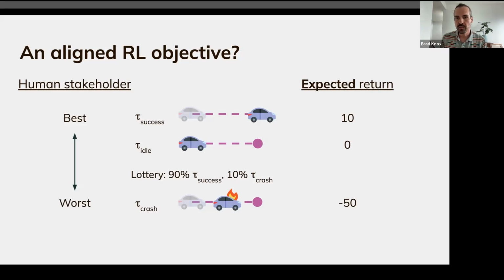However, because we have the expected return for these other trajectories and the probabilities in this lottery, we can calculate that the expected return for this lottery is 4. So this is a misaligned RL objective now because the 4 is higher than the 0. The expected return is ordering the lottery as better than not driving.